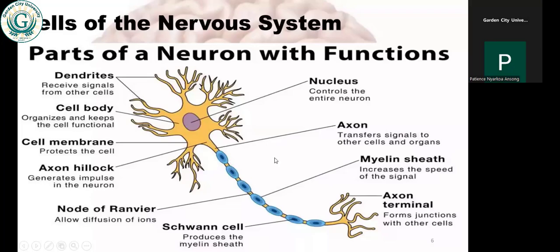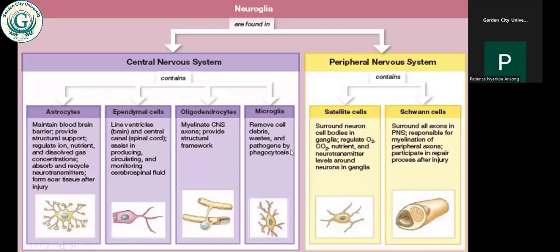We have other neuroglia cells, like what I mentioned. The astrocytes, for example, found in the spinal cord and the brain, help maintain the blood-brain barrier, provide structural support, regulate ion, nutrients, and dissolved gas concentration. So each of them are separate cells that are supporting the neurons. Okay, and they are providing their individual support to the neurons wherever they are. So when you talk of the cells that are found within the nervous system, it is the neurons, the main one, and then the neuroglia cells.